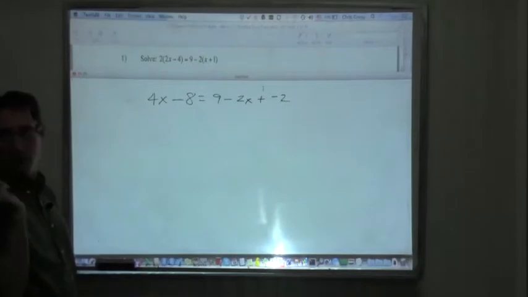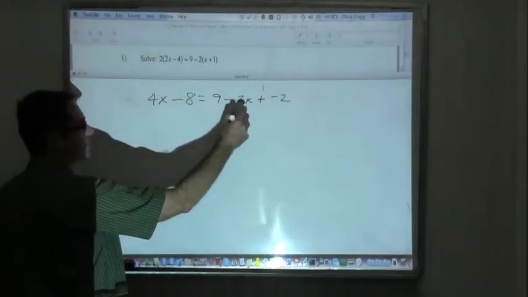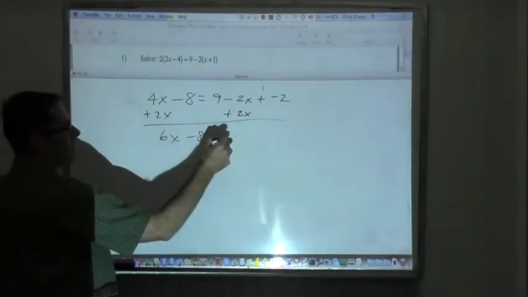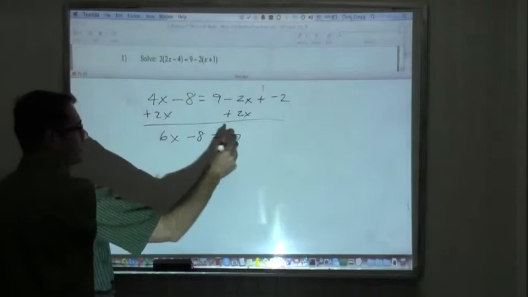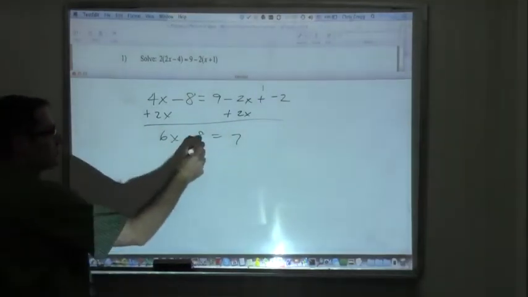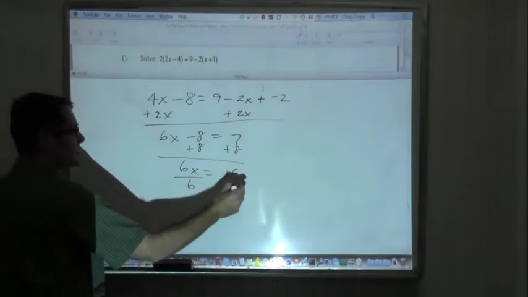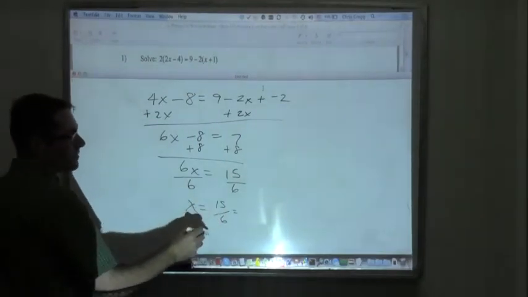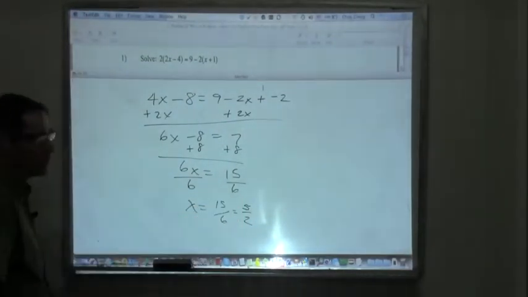All right, then what do you do? Take how many x's from both sides? You could subtract 4x from both sides. I'd rather add 2x to both sides, because that'll make a positive x on this side. 6x. 9 minus 2, so can I just make that 7? Okay, now what do we do? Add 8 to both sides. 6x equals 15. And then? Divide by 6. x equals 15 sixths. Or how about just divide both by 3 first? 5 halves. And then if you want to convert it to 2.5, you're welcome to.